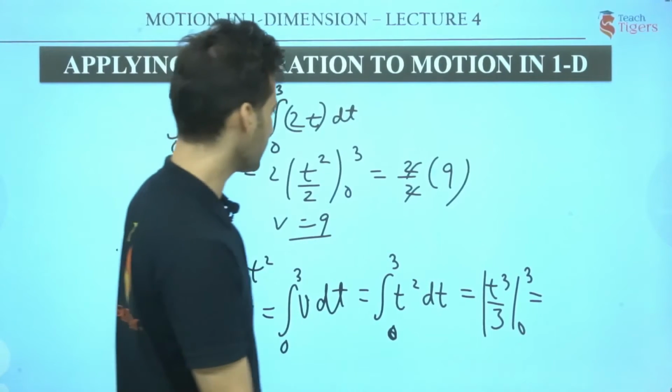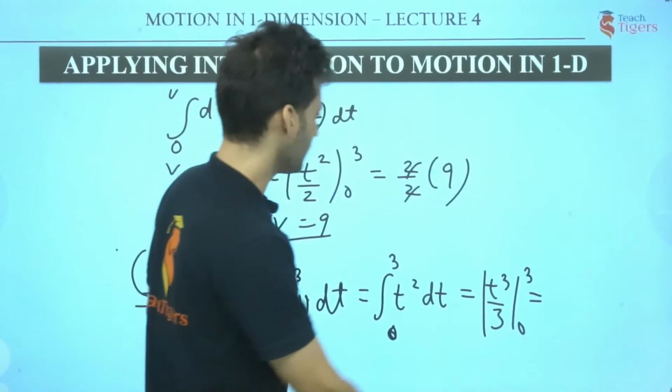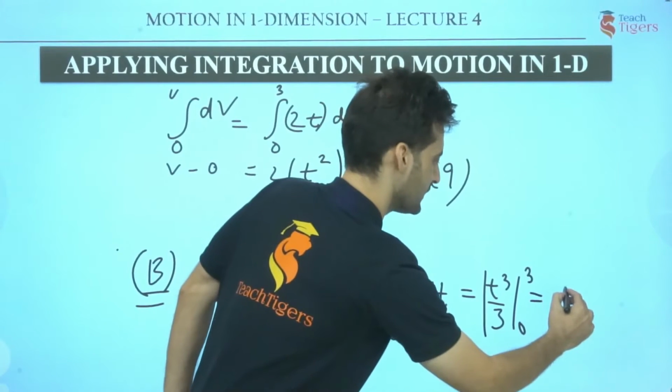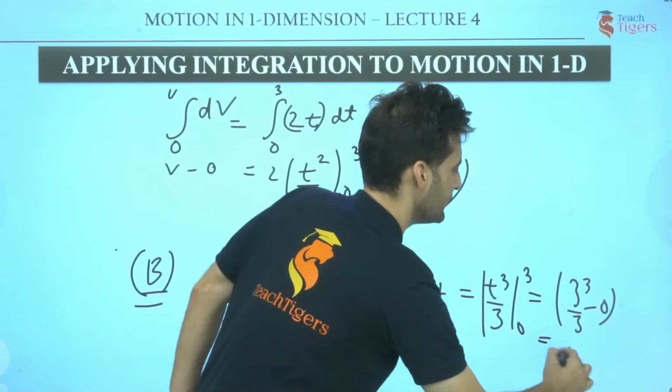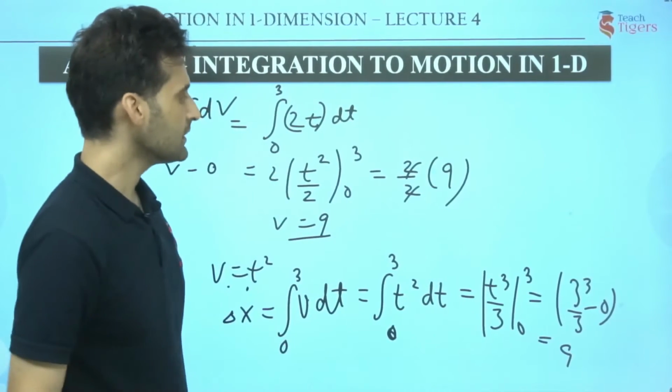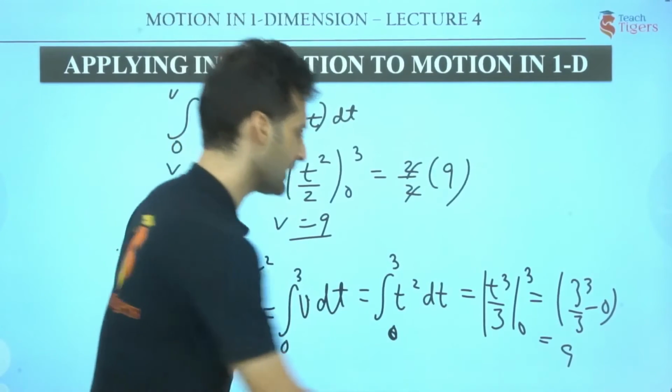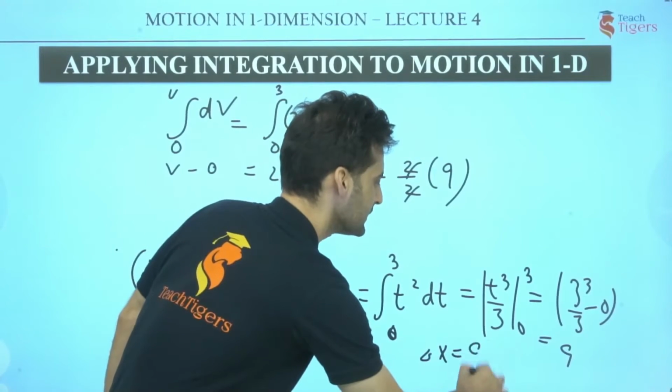So once I solve it, what will I get? I will get 3 cube by 3 minus 0. So that will be 9 again. Isn't it? So my delta x is how much? Delta x is 9 meters.